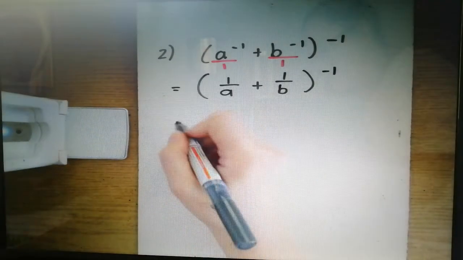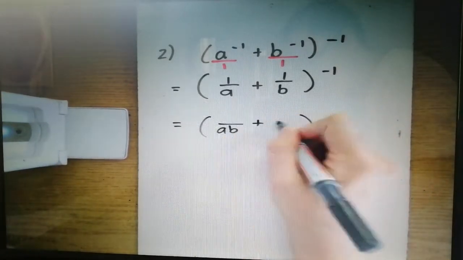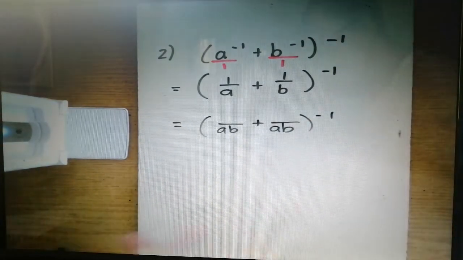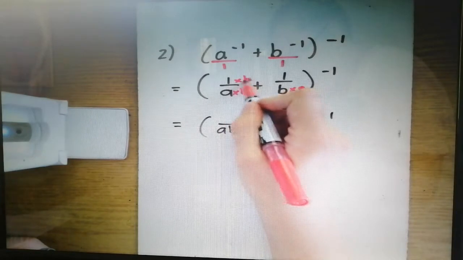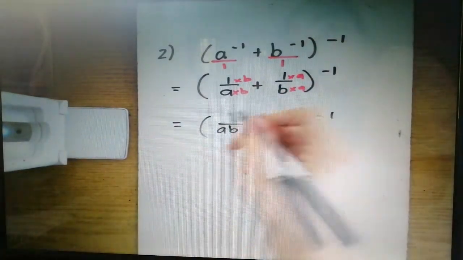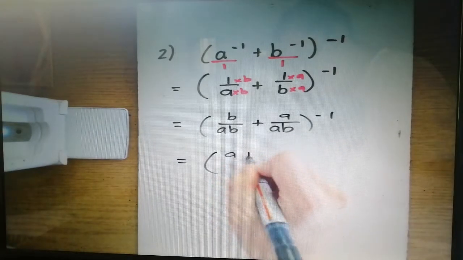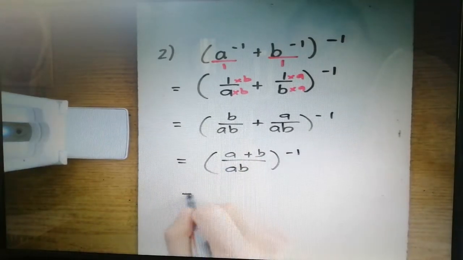Okay, I have fractions, and what did we learn about adding fractions? We have to have the same denominators. What denominators am I going to have here? I'm going to have ab, because I can multiply this by b, and I can multiply this by a. So I'm left with b plus a. So my answer is a plus b over ab, raised to the power of negative 1.